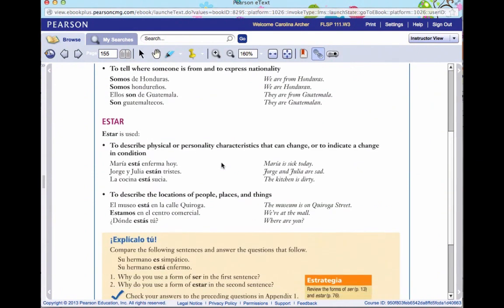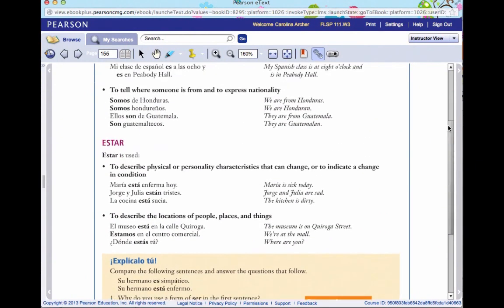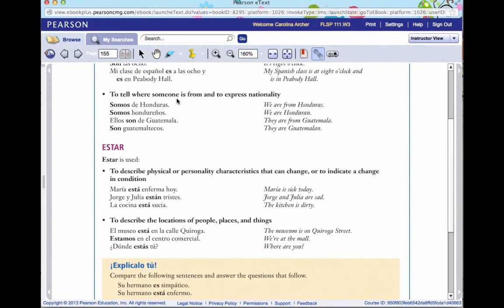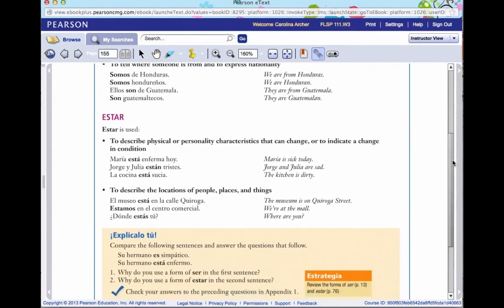And to tell where someone is from and to express nationality, and we saw that in the first chapter, I think, or the second. So somos de Honduras, somos hondureños, ellos son de Guatemala, son guatemaltecos. Okay, so those are the uses of the verb ser.